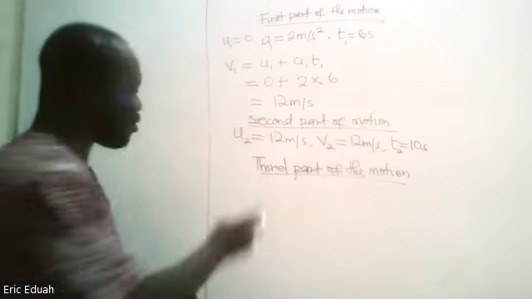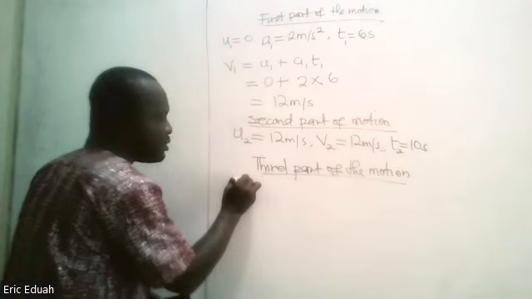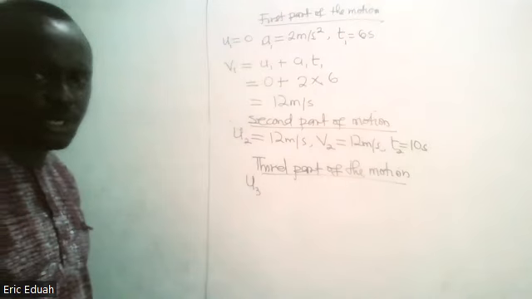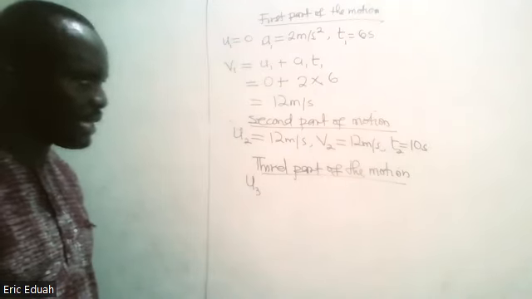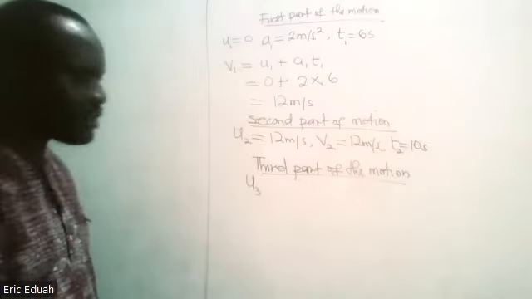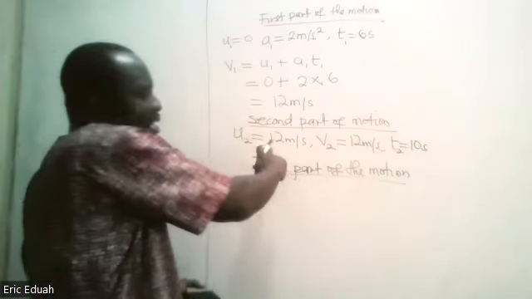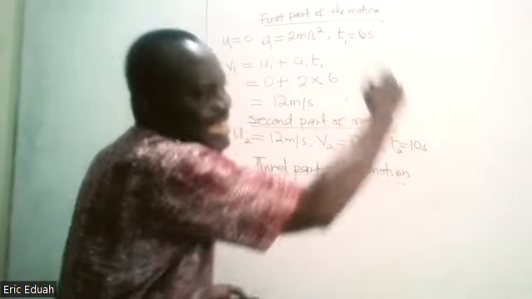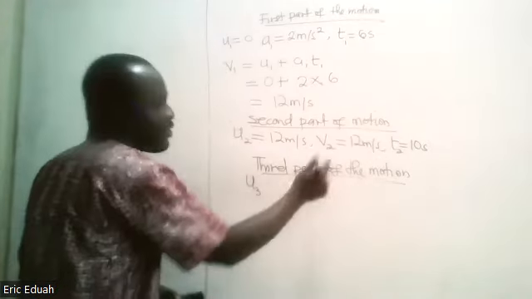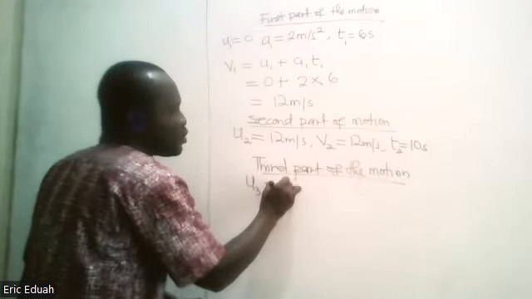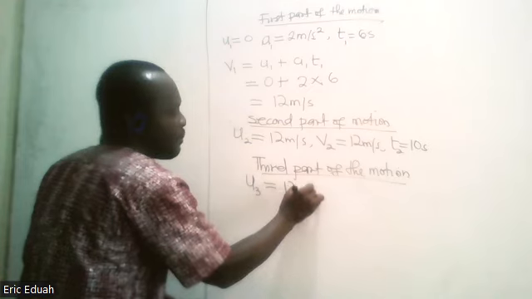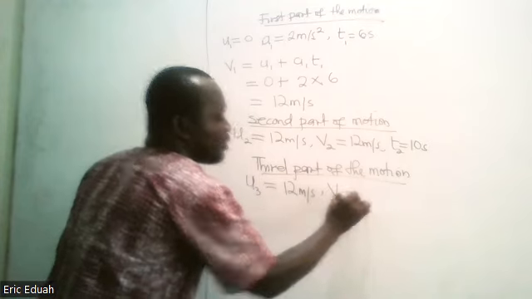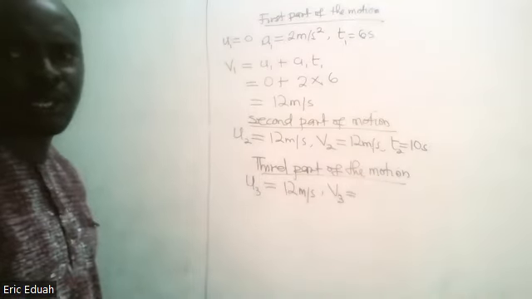Okay. Now, what do you think will be u3? 12 meters per second. So u3, when it maintains this velocity for this period or time, and then from there it decelerates, also becomes 12 meters per second. What would be v3?